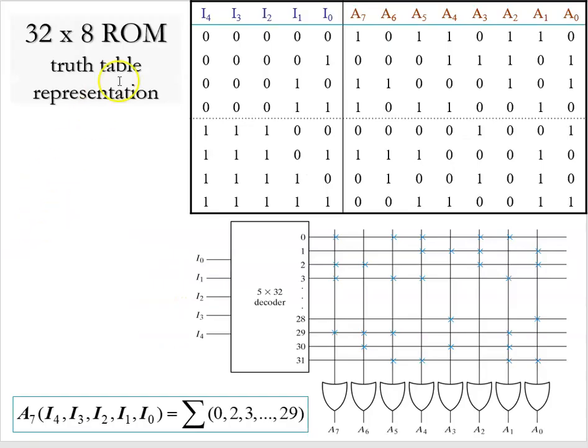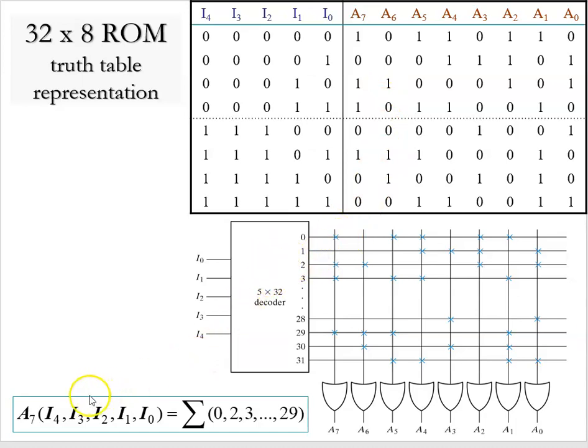So here we have an example of if we had a 32 by 8 ROM, or a 2 to the 5 by 8 ROM. Here in our truth table representation, we have our 5 inputs and our 8 outputs. So here's our truth table representation of that, and here could be what we'd program.